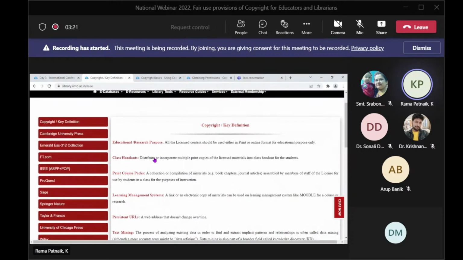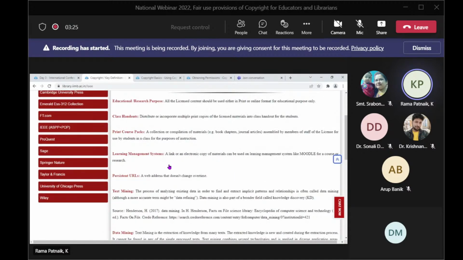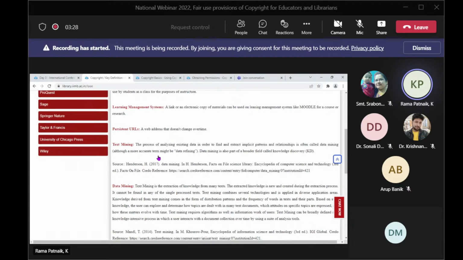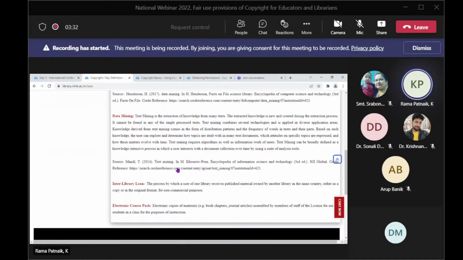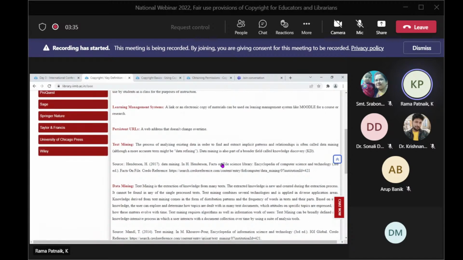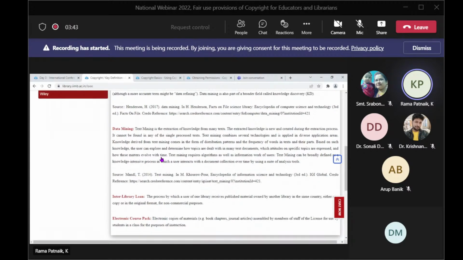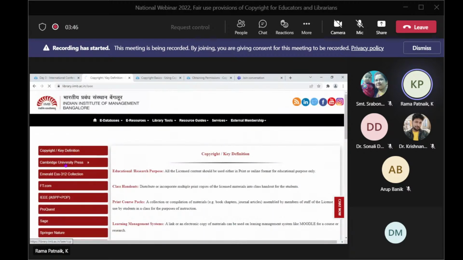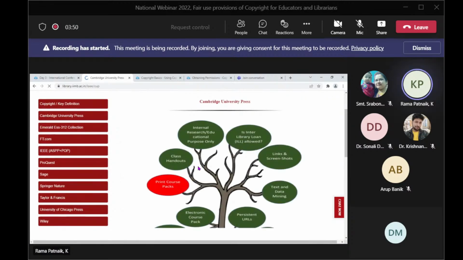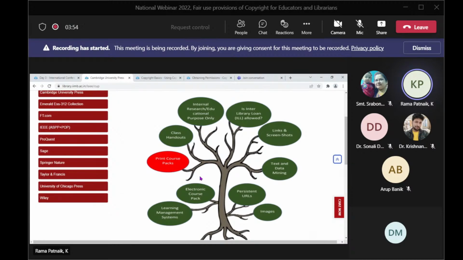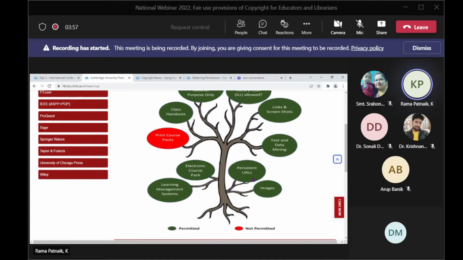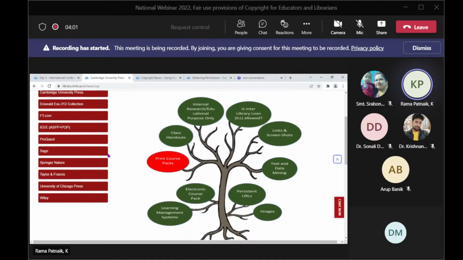We also define the terminology. What is education purpose, class handouts, print course packs, learning management systems, persistent URL, what is text mining and what is data mining? Because when we negotiate the contract with our content providers, we want them to define the way we see it and without any, of course, restrictions. So if you look at Cambridge University Press content, there is a tree structure we created. The red one is not permitted, and the green ones are all permitted. So if I'm buying content from Cambridge University Press, this is the definition of my fair use as far as the usage of this content is concerned.